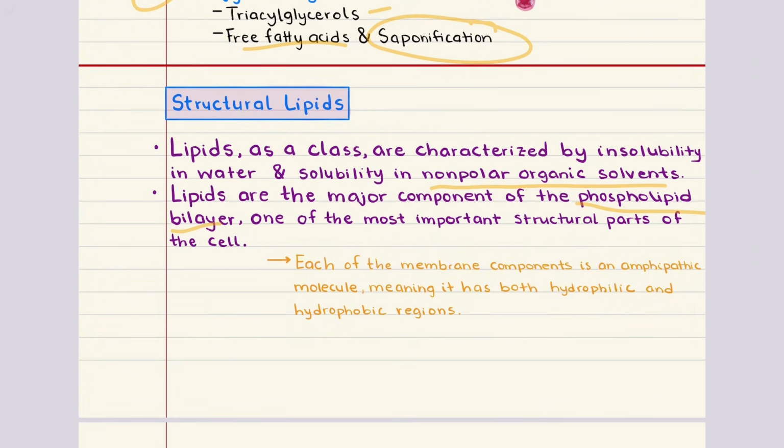Now, each lipid in the membrane is amphipathic. That means that the molecule has both a hydrophilic region, which interacts well with water, and a hydrophobic region, which avoids water. And this dual nature is what allows lipid molecules to arrange themselves into a bilayer, with the hydrophobic tails tucked inside and the hydrophilic heads facing outward towards the aqueous surroundings.